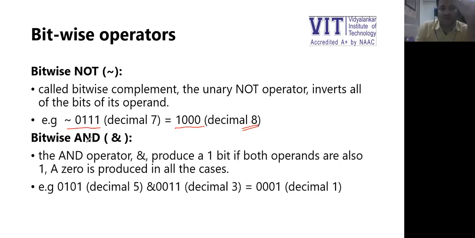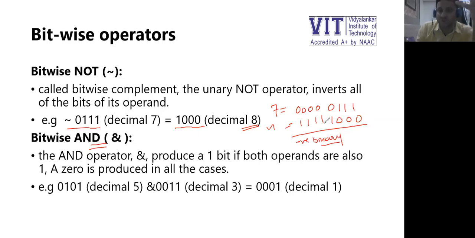This is just a simple demonstration I'm giving you, because ideally, if this is 7 in byte form, then even in a single byte it will be 0 0 0 0 0 1 1 1, and negating it will be 1 1 1 1 1 0 0 0. So it is not exactly 8, it is actually a negative binary value, but I just wanted to demonstrate 0 to 1 and 1 to 0. This is what I mean.